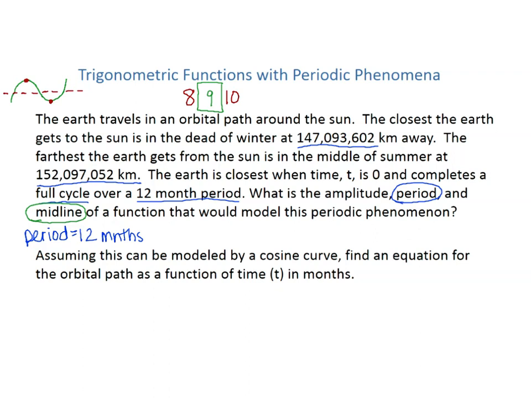So to find the midline, we have to do an average. So to find this midline, we have to average the max and the min. So let's do that. We're going to take our maximum value, which is right here, and our minimum value, which is right here, add them together, and then divide by 2. And when you do that, you should do that on your calculator now.